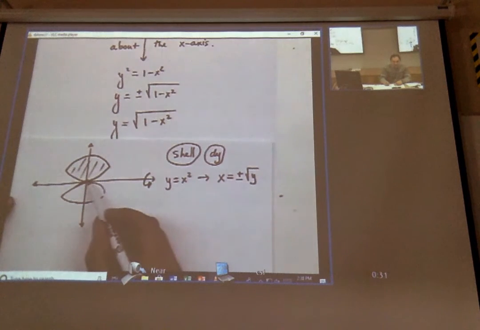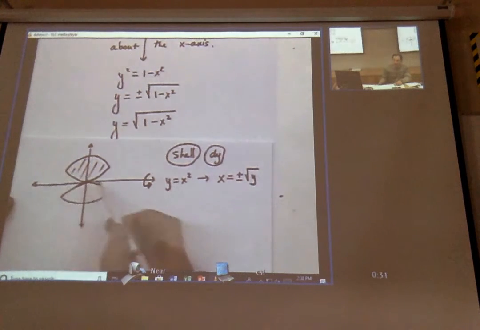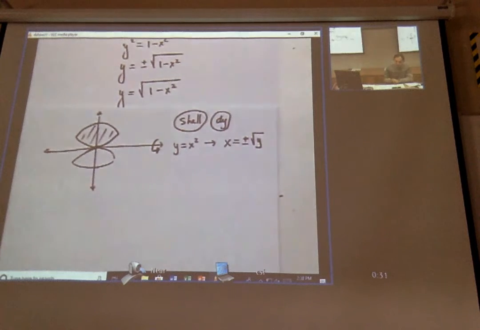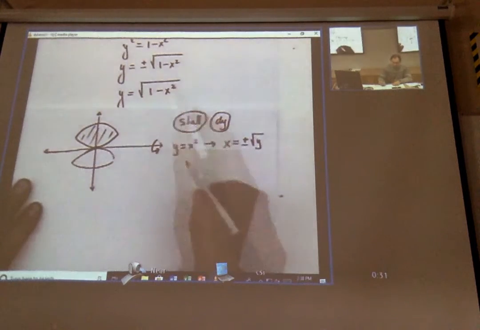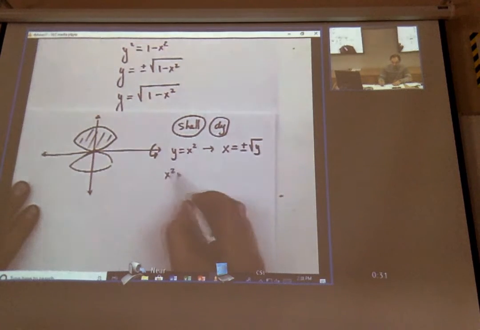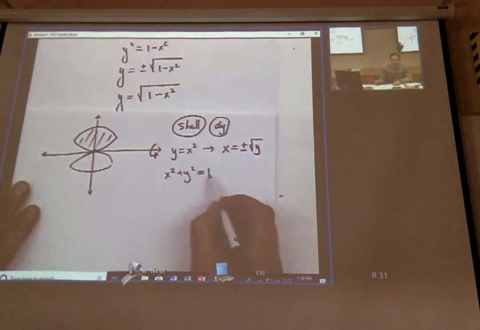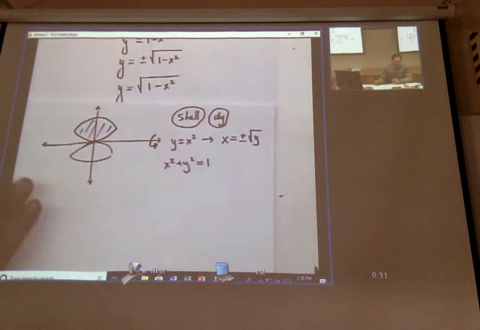here's your positive square root. Everybody, let's take a look. Here's your positive square root, and here's your negative. So we need both of them. Careful with this. And then I have to work with the other one, x squared plus y squared equals 1. I have to work with this one, right?